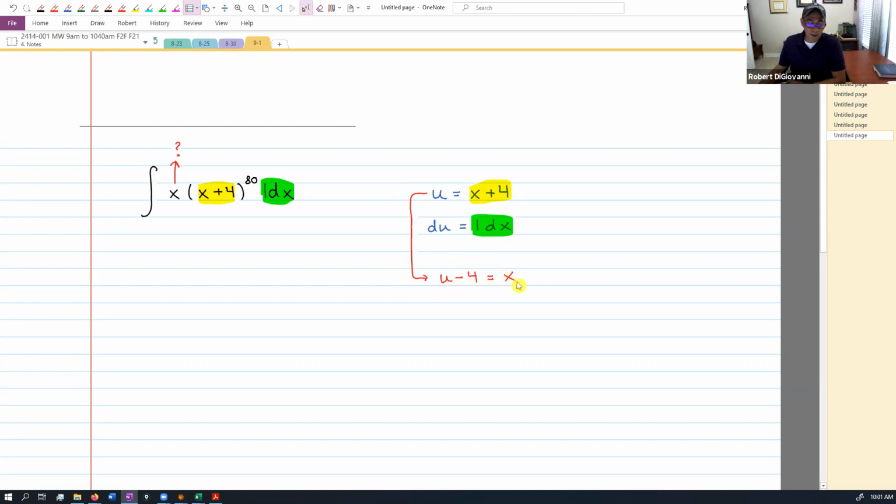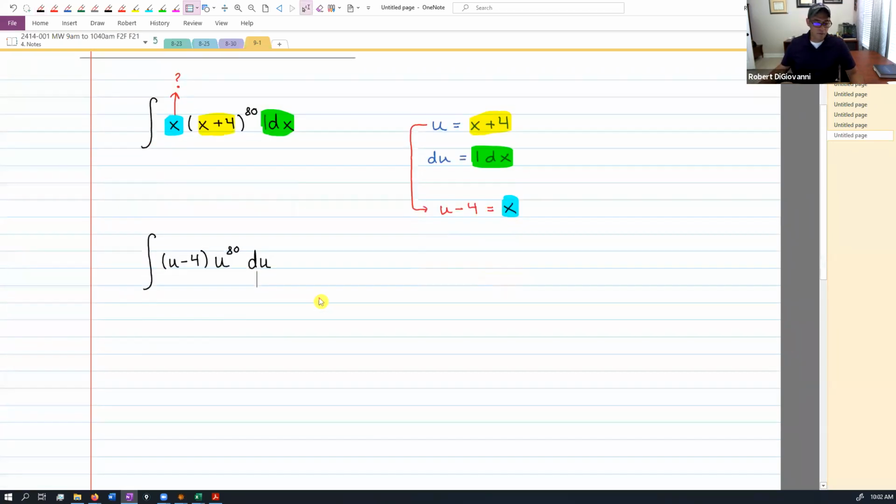So now we have something we can replace the x with. The x can be replaced with u minus 4. And then we can rewrite the whole integral. So the x becomes the u minus 4. This next piece becomes u to the 80th power. And then the dx becomes du. Any questions on that?